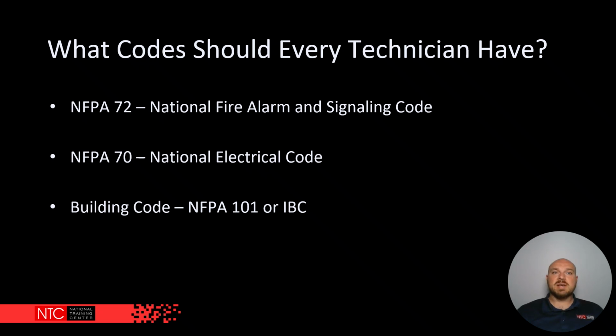You've got NFPA 72, which is the National Fire Alarm and Signaling Code. You've got NFPA 70, which is the National Electrical Code. And then you've got the building codes. Now, most jurisdictions are going with the IBC, the International Building Code, but some might be going with NFPA 101.